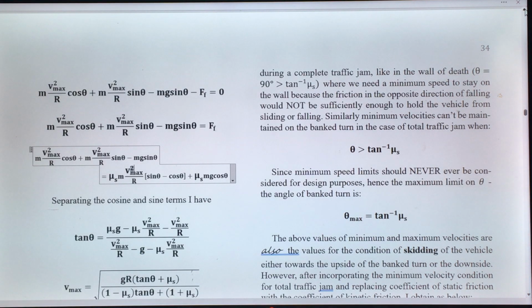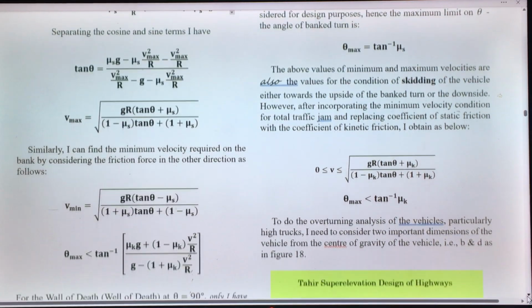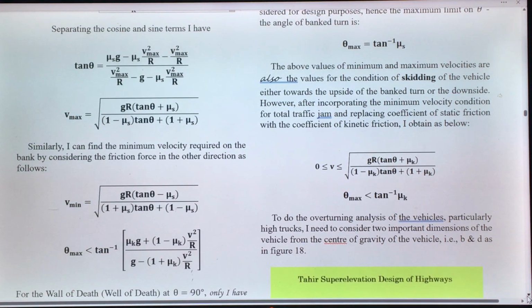Since the minimum speed limit should never be considered for design purposes, hence the maximum limit on theta, the angle of bank turn, is theta max equal to tan inverse mu s for skidding. Okay, guys, skidding means slipping. Slipping means friction is involved. The above values of minimum and maximum velocities are also the values for the conditions of skidding of the vehicle, either towards the upside of the bank turn or the downside. However, after incorporating the minimum velocity condition for total traffic jam and replacing coefficient of static friction with the coefficient of kinetic friction, I obtain as below. So theta max is less than tan inverse mu k, the coefficient of kinetic friction.